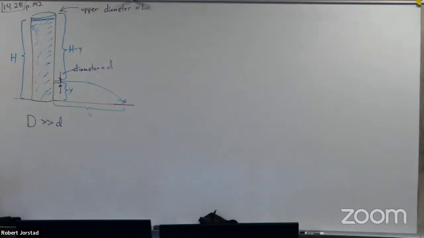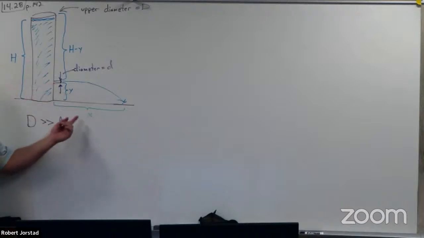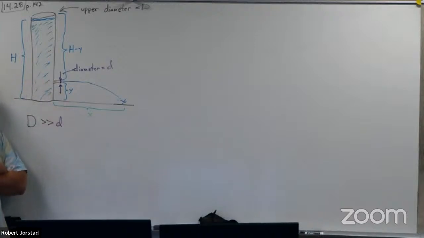Our goal in this problem, here's the big picture. Where do you think we should put the spout so that the water shoots out as far as possible? If I want X to be as big as possible, where should I put the hole? Top, bottom, middle, somewhere in between? What's your gut tell you?